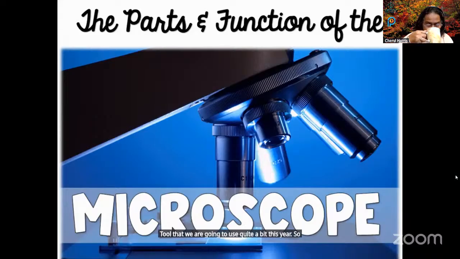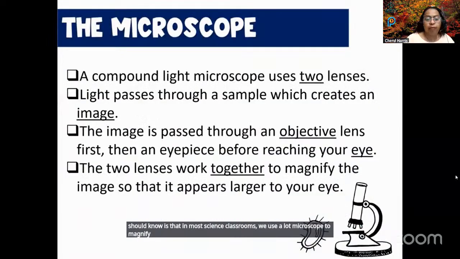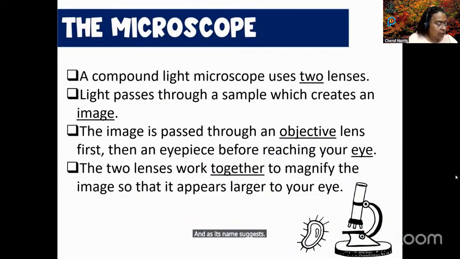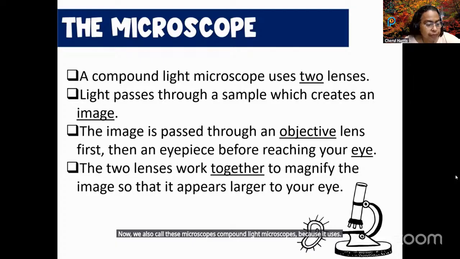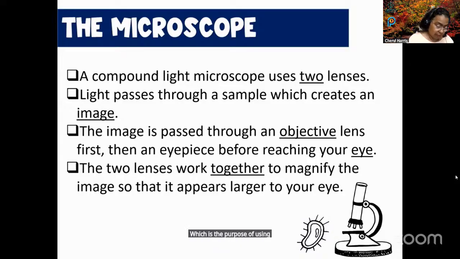The first thing you should know is that in most science classrooms, we use a light microscope to magnify objects. As its name suggests, it uses light to allow us to see an image. We also call these microscopes compound light microscopes because they use two lenses. I'll explain more what that means in just a second. One lens is called the eyepiece and the other is called the objective lens. These two lenses work together to help magnify the object, which is the purpose of using the microscope. We want to magnify objects that are otherwise too small to see with the naked eye.